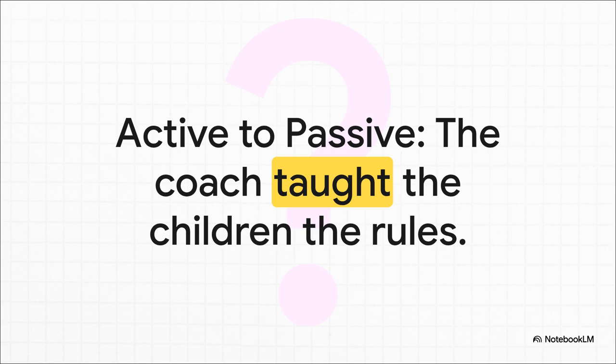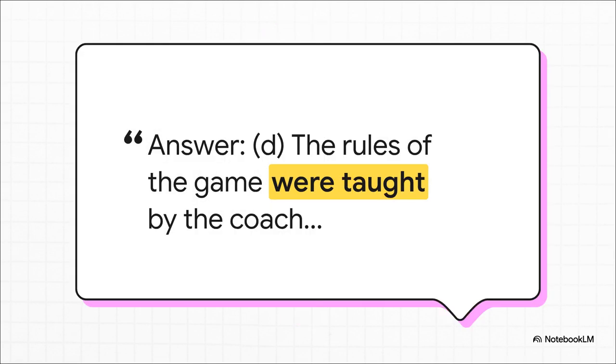Okay, next challenge. A classic active to passive conversion. Look at this sentence. Your job is to flip it into the passive voice. And while you're thinking, remember those 3 golden rules we talked about? Especially that really, really important one about not changing the tense. And the answer is D. The rules of the game were taught by the coach to the children.